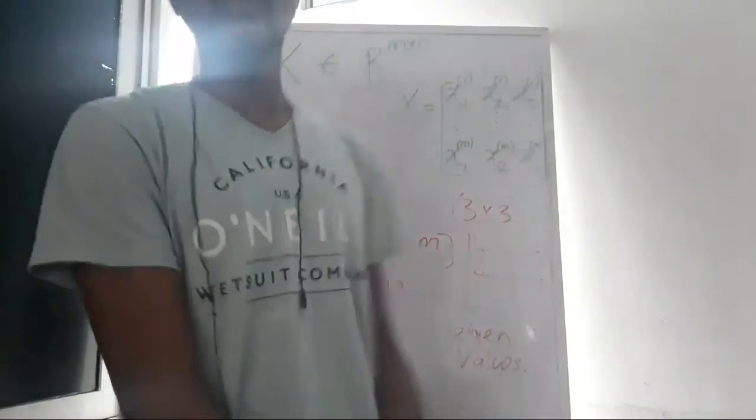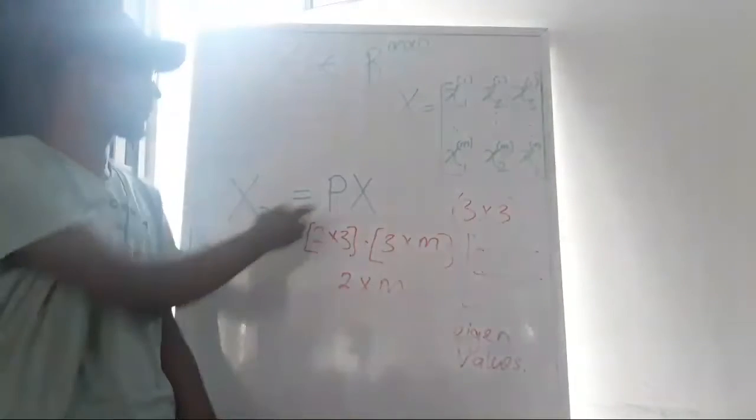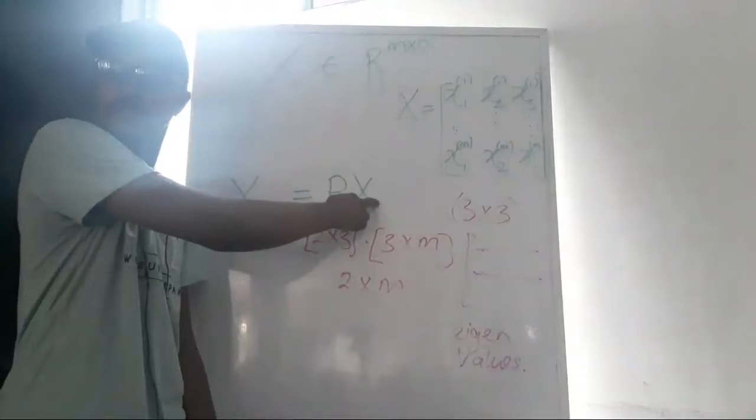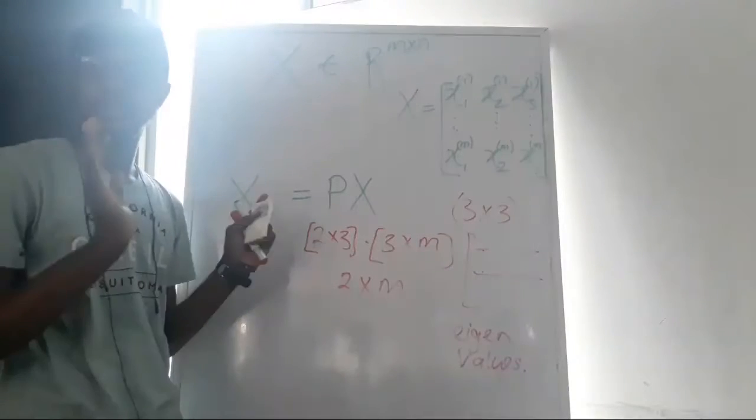Okay, but we all understand this part of using this matrix here to transform your feature matrix. Is that clear? It's clear now, right?